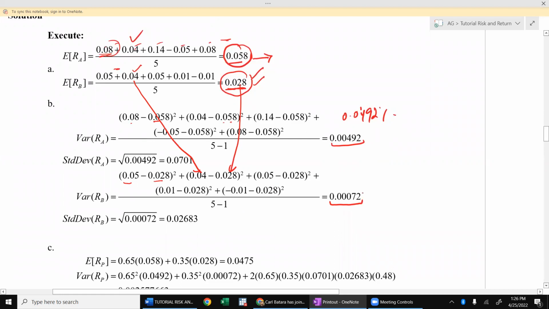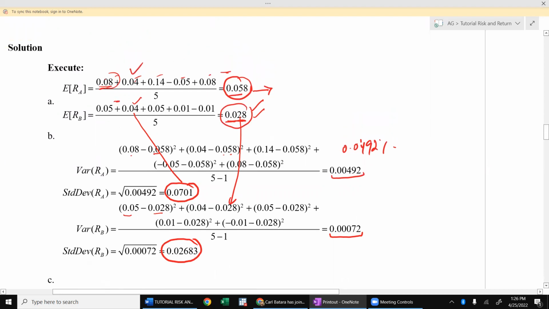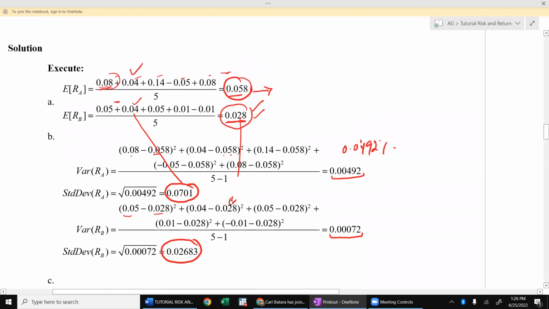Okay, so as we can see, the standard deviation of A is 0.0701 and the standard deviation of B is 0.0268. Okay, so as you will see, since this stock had the highest return, it should also have the highest risk. Okay, so this is risk and this is return. For this stock B, there is a lower return, and you can see that there is a lower risk as well.